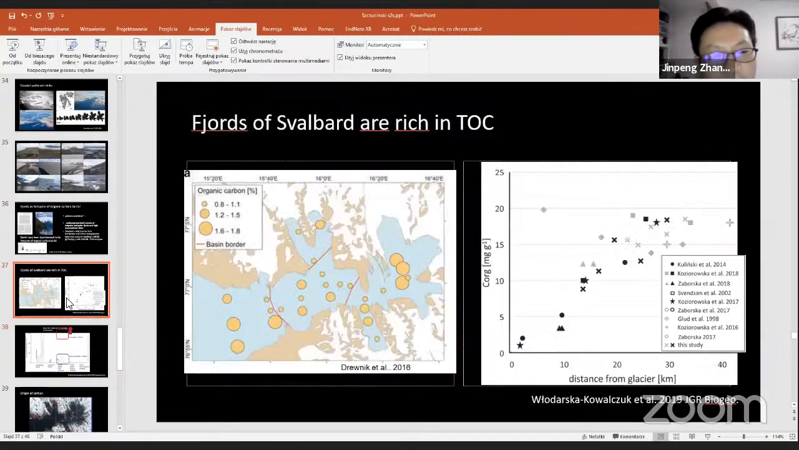Is there more information about the reasons why this map shows this? What's the difference between these two higher TOC content sections? I mean, the source.